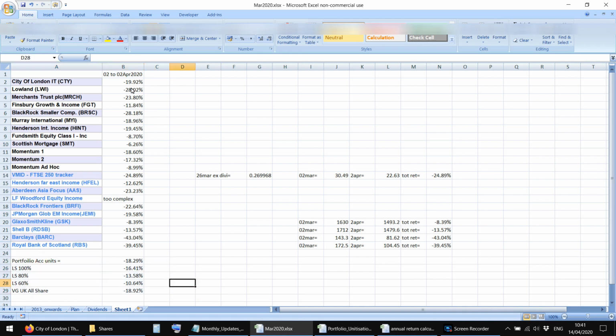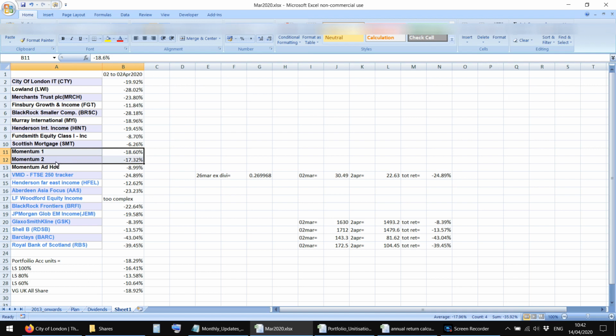So what have we got here? Lowland's done pretty bad. BlackRock Smaller Companies too, so it seems all the UK-focused ones have done worse than the ones that have a bit of global exposure. I mean, they're all UK companies in City of London, but they're globally facing companies, most of them. And then obviously it seems like everything that's been doing well for the past 10, 15 years just keeps doing well all the time. Fundsmith and Scottish Mortgage are doing really well compared to the rest, and then Finsbury as well, doing well compared to the average.